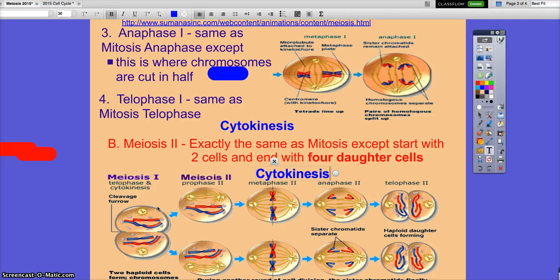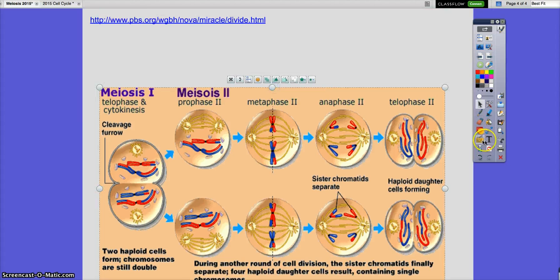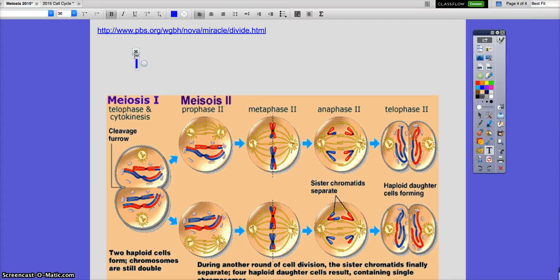So if you're thinking of the cell cycle from meiosis, it's interphase, meiosis 1, cytokinesis, meiosis 2, cytokinesis. If you want to write that down, feel free. Again, I said interphase, and I'm just going to put letters. Cell cycle would be interphase, meiosis 1, cytokinesis, and then it leads to meiosis 2, cytokinesis.